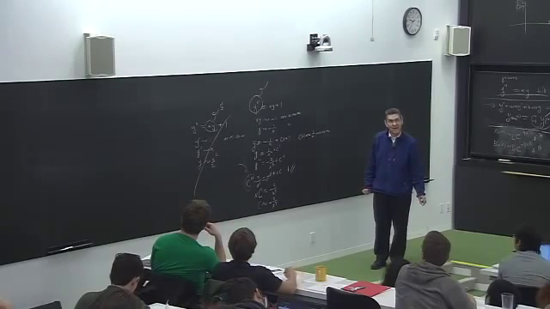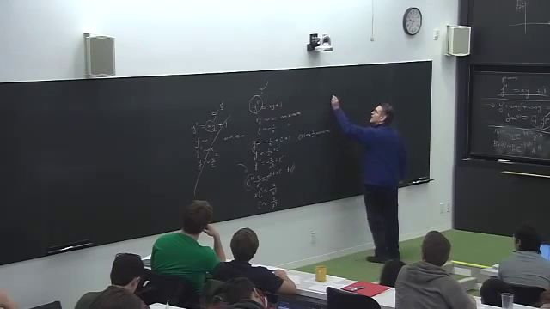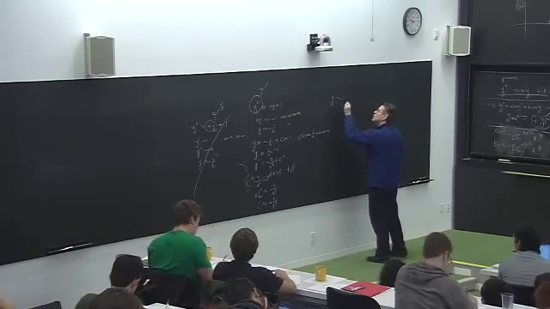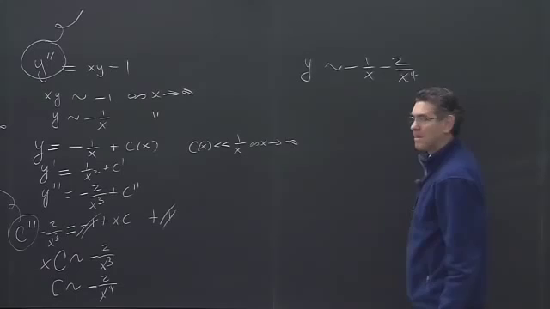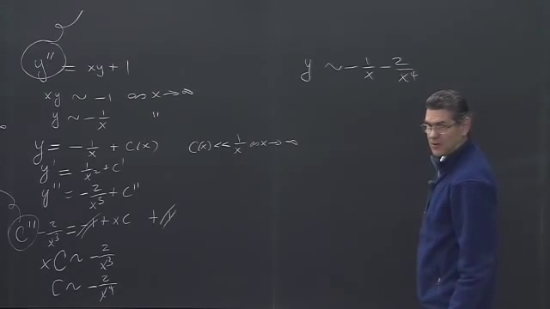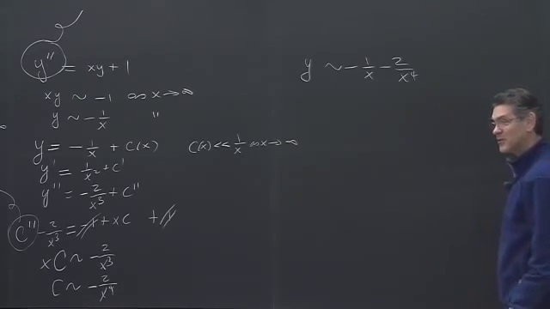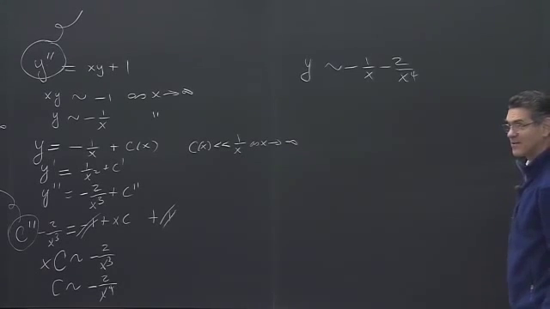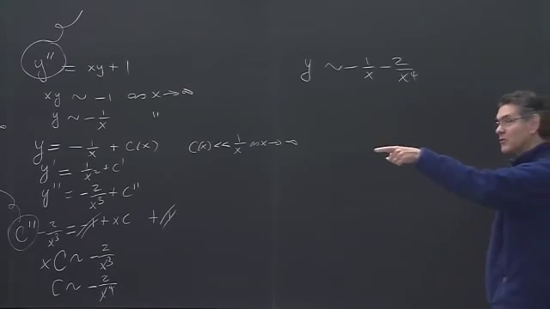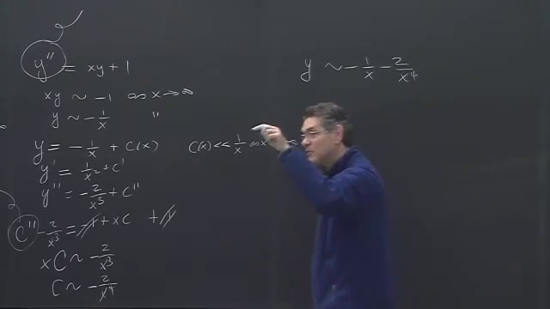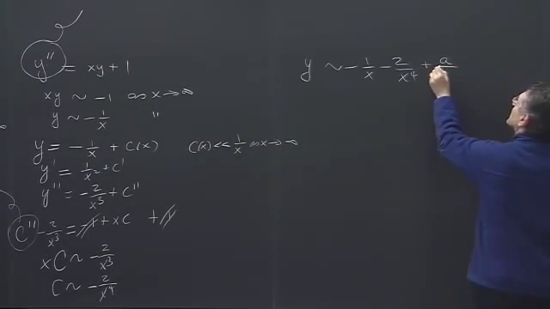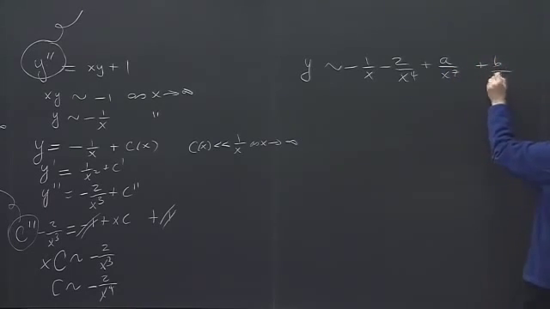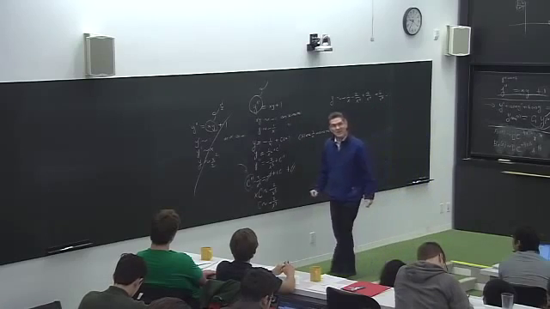Isn't this cool? Do you see what we're doing? We now know that y is asymptotic to minus 1 over x minus 2 over x to the 4. Can you guess what the next term in the series is going to be? Something over x to the power of 7. You're right. The next term is something over x to the 7, and the next term is something over x to the 10. Do you see that? We got the whole asymptotic series.